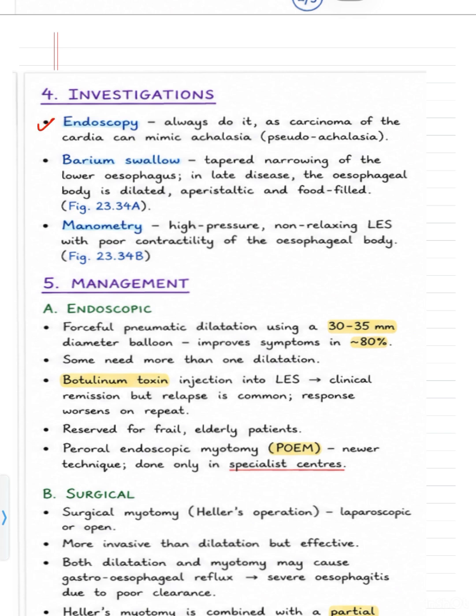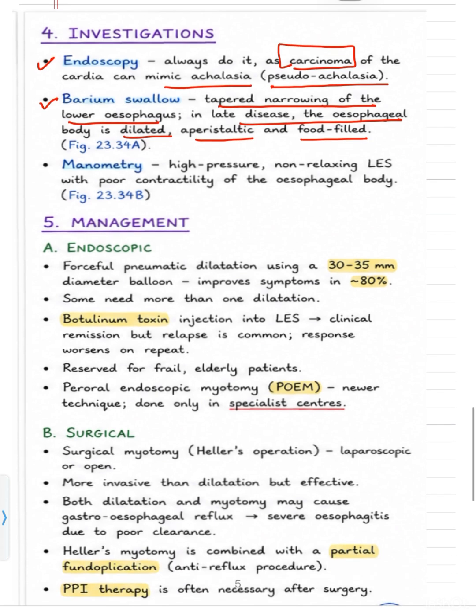What investigations will you do to find out if it's Achalasia cardia? First is endoscopy, which you have to always do. Why? Because you have to rule out carcinoma, as carcinoma can mimic Achalasia, and that condition is known as pseudo-Achalasia. Second, we can go for the barium swallow, on which the question was framed, showing tapered narrowing of the lower esophagus. In late disease, the esophageal body is dilated, aperistaltic, and food filled. And the last is the gold standard, manometry. In manometry, there will be a high pressure, non-relaxing lower esophageal sphincter, with poor contractility of the esophageal body.